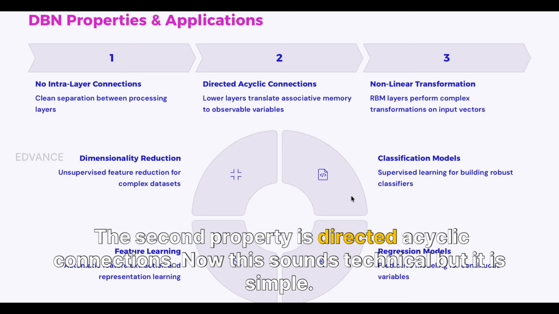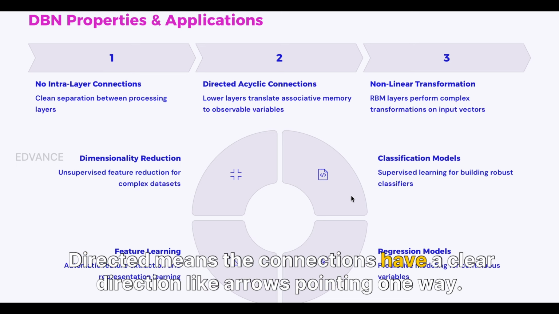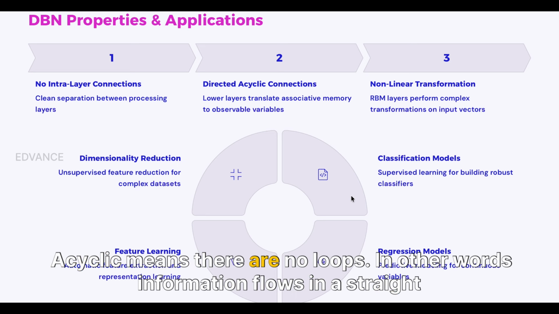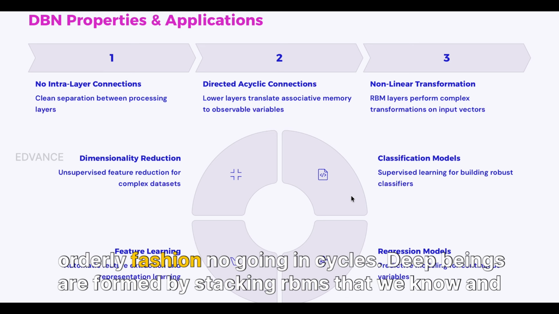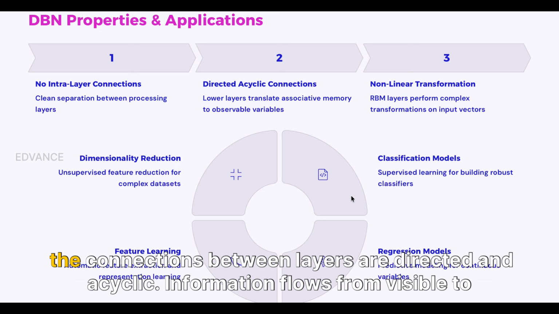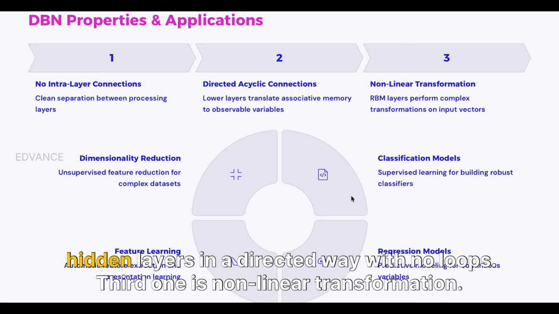The second property is directed acyclic connections. Now this sounds technical, but it's simple. Directed means the connections have a clear direction like arrows pointing one way. Acyclic means there are no loops. In other words, information flows in a straight, orderly fashion, no going in cycles. DBNs are formed by stacking RBMs, that we know, and the connections between layers are directed and acyclic. Information flows from visible to hidden layers in a directed way with no loops.